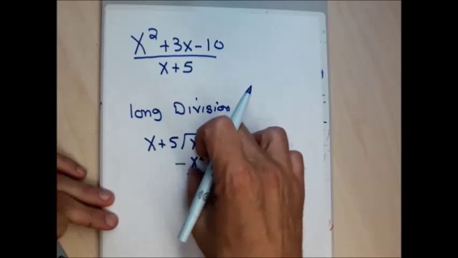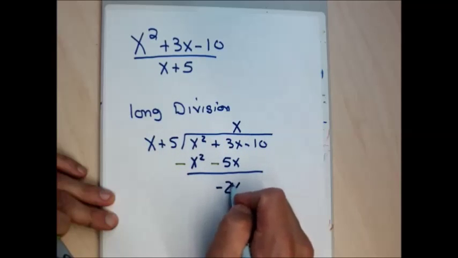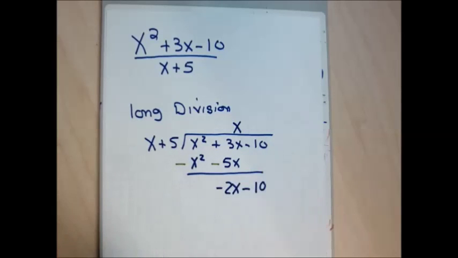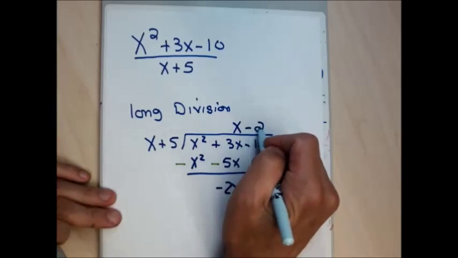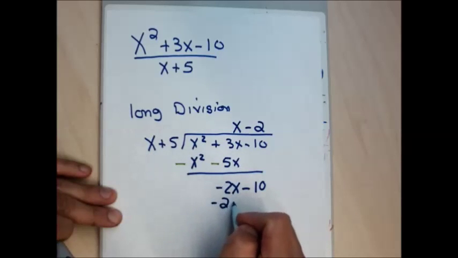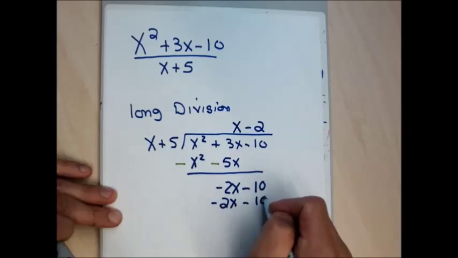X squared minus x squared is 0. 3x minus 5x is minus 2x. I bring down the minus 10. The next thing I'd put on top of my division bar is a minus 2. I'd go minus 2 times positive x is minus 2x. Minus 2 times positive 5 is minus 10.